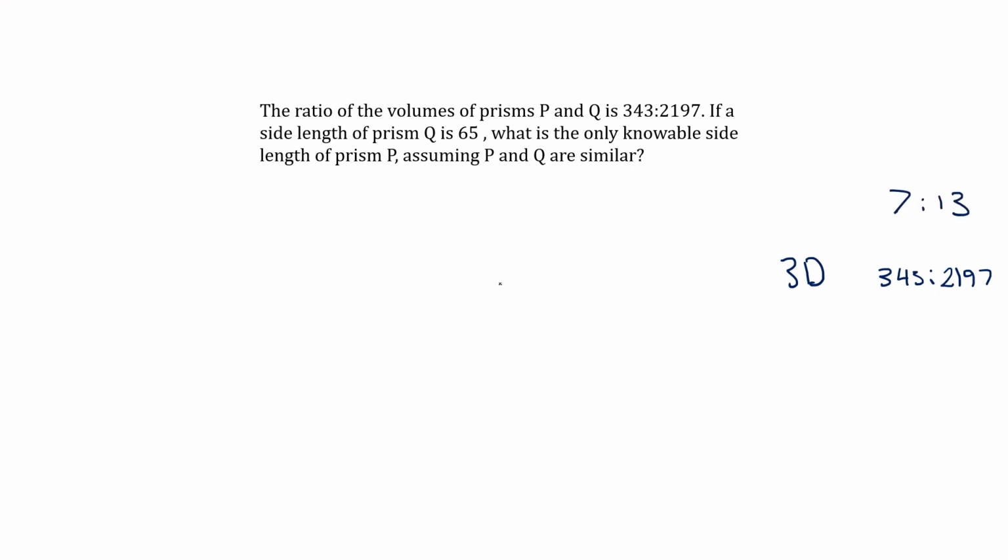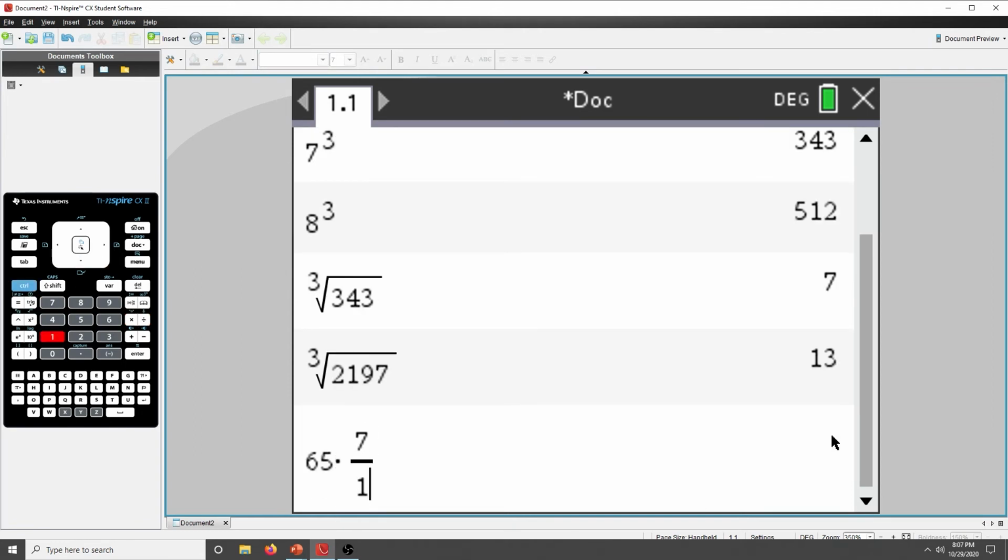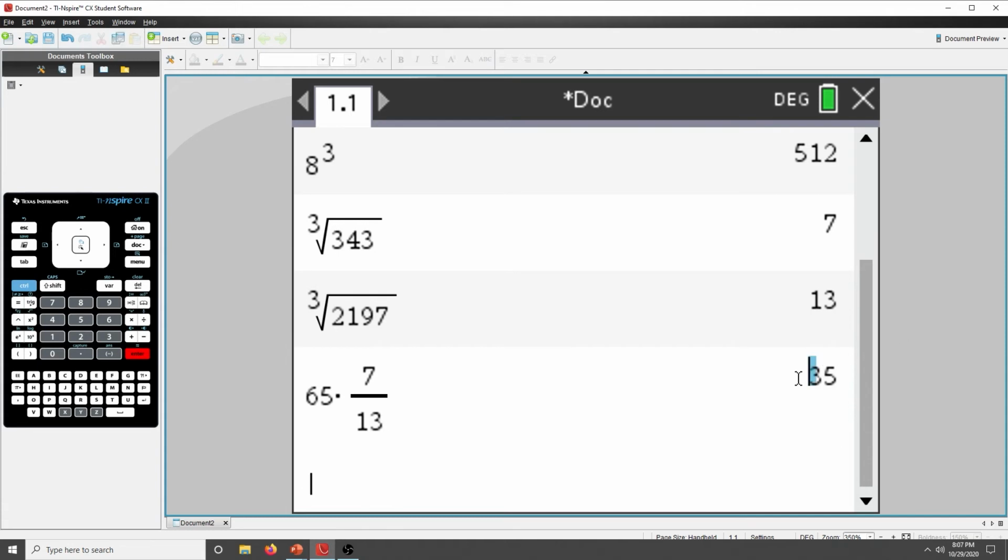All right, so we will do this. 7 over 13 equals, and then we want our small over big. So we know that P is the small one, and Q is the big one because of the order that they're in. So this is going to be 65, and then our unknown side is going to be up here. So we'll multiply 65 times 7/13 to get 35.